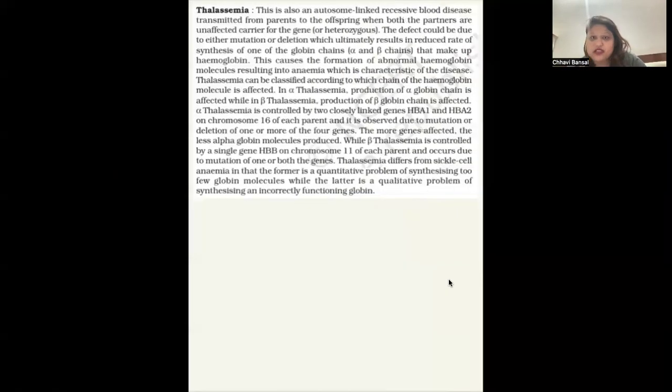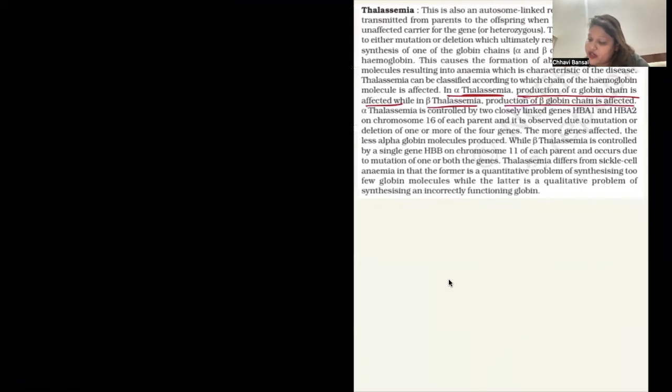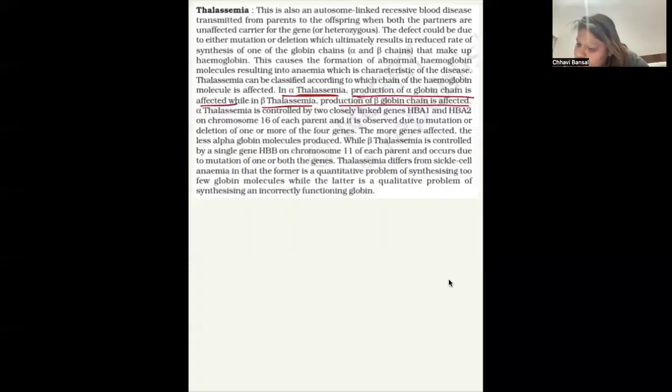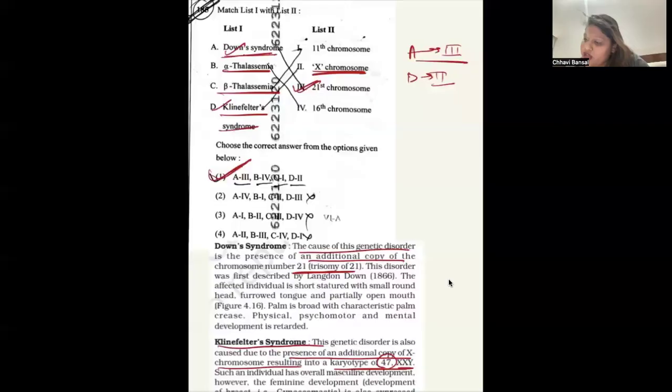Now, this thalassemia is also taken from NCERT. If you see, in alpha thalassemia, production of the alpha globin chain is affected, while in beta thalassemia, production of the beta globin chain is affected. Where are these genes present? They are present on chromosome number 11 and 16, right? So this way you can easily guess the correct answer to the given question. Fine.